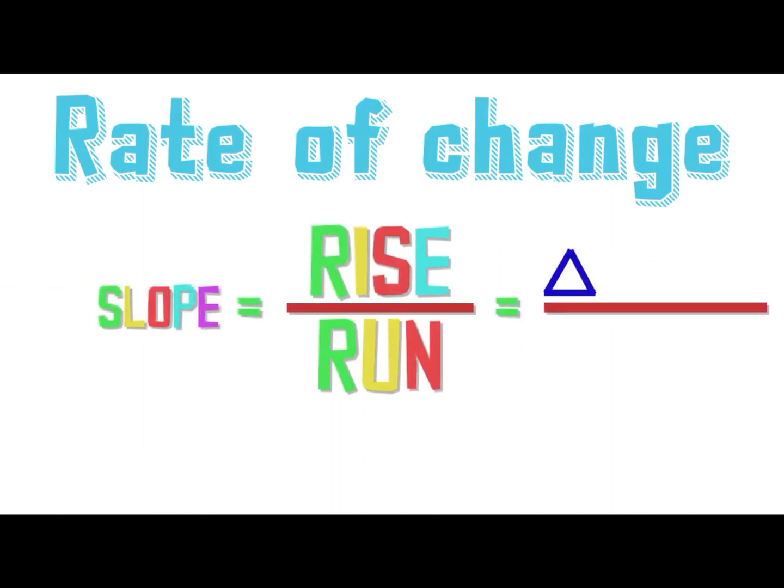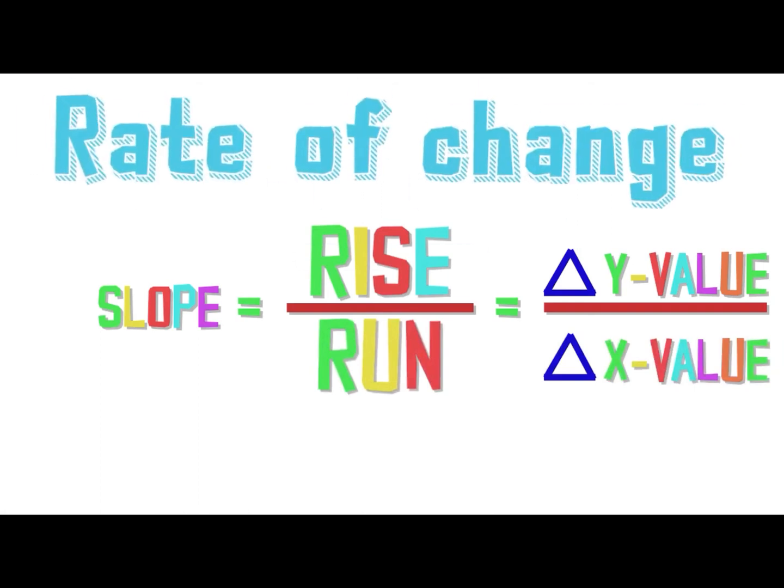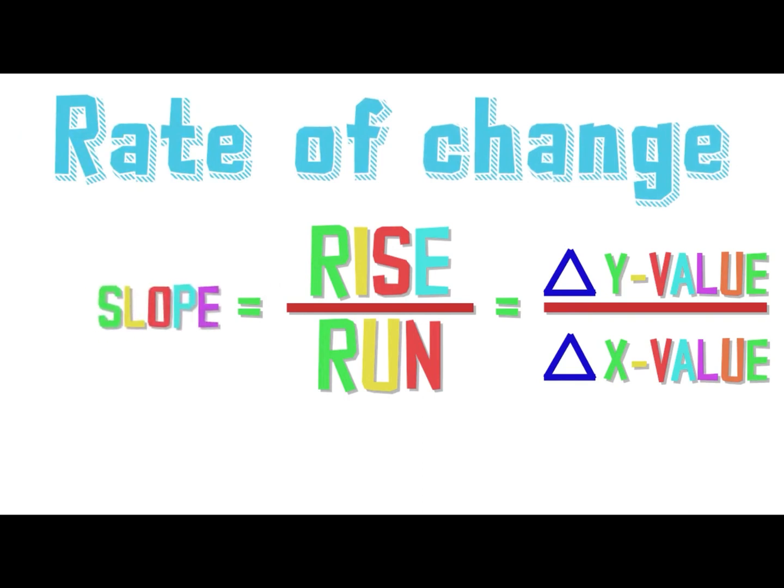Basically, the change in the y value, the rise, which only moves vertically, over the change in x value, the run, which only moves horizontally, written as a fraction. This fraction will result in what we call our rate of change, or slope. As a side note, these two triangles are the Greek letters delta that mean change in. You will see me use these throughout the duration of this video.